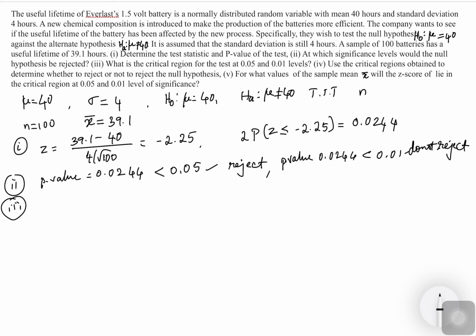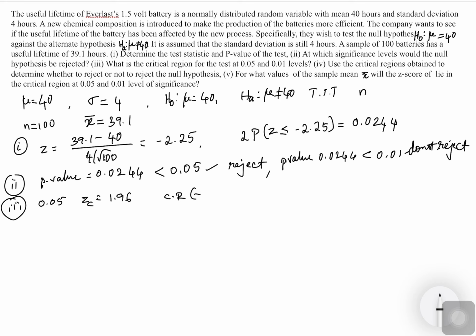Next, the third question. What is the critical region for the test at 0.05 and 0.01 level of significance? So this is a two-tailed test, right? At 0.05, the critical value Zc is equal to 1.96. They're asking for the critical region, that is the region of rejection. The region of acceptance will be minus 1.96 to 1.96.